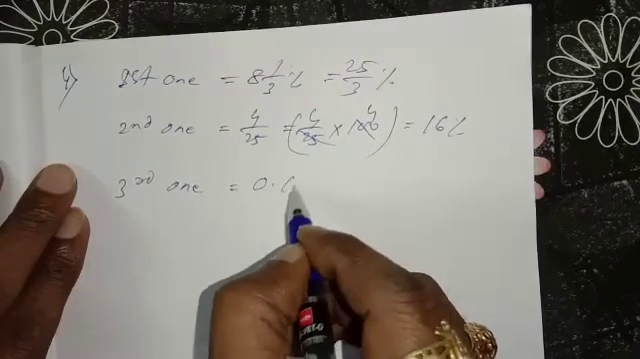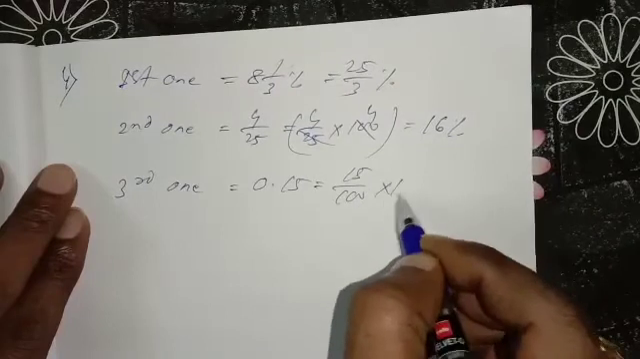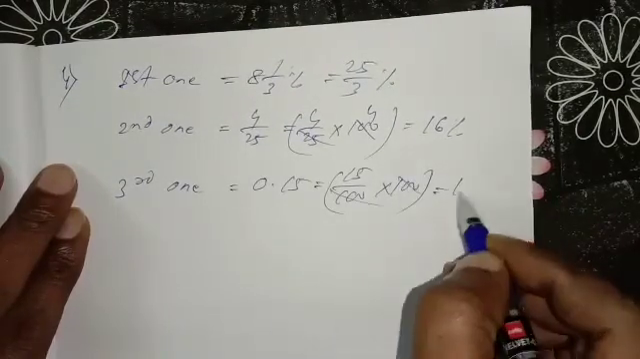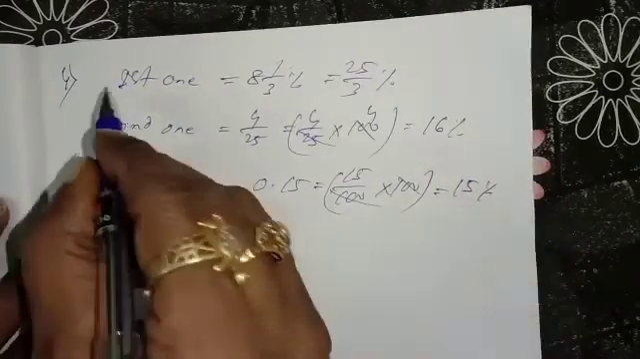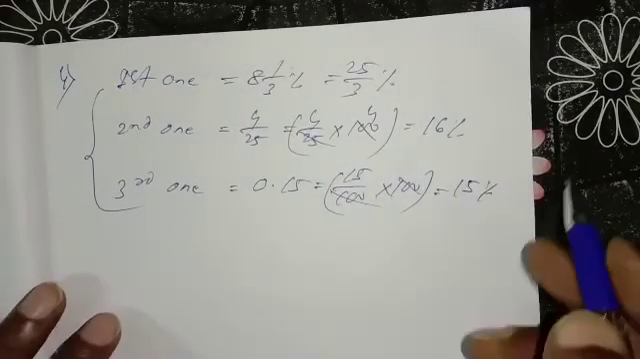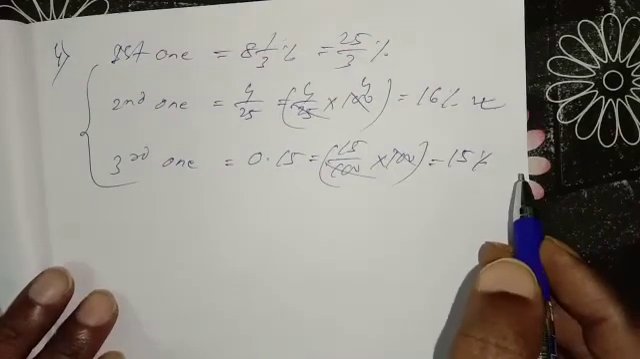decimal 0.15. 0.15 means 15 by 100. If you multiply by 100, this will be percentage. How much coming? 100, 100 cancel. This is coming 15%. So out of 3, this is 8 1/3 percentage, this is 16%, and this is 15%. Which is greater? That means second one, which is the largest.